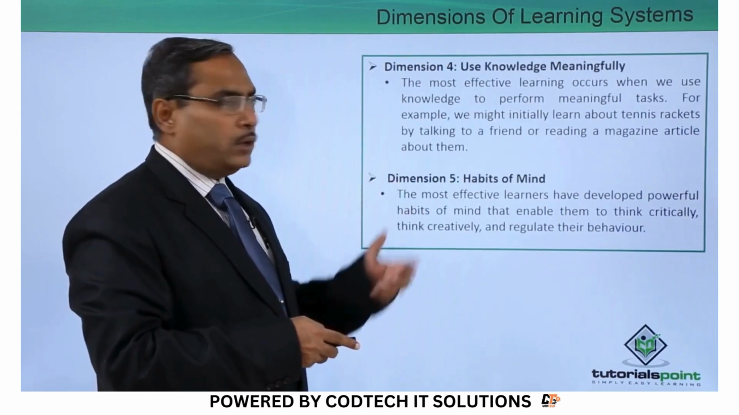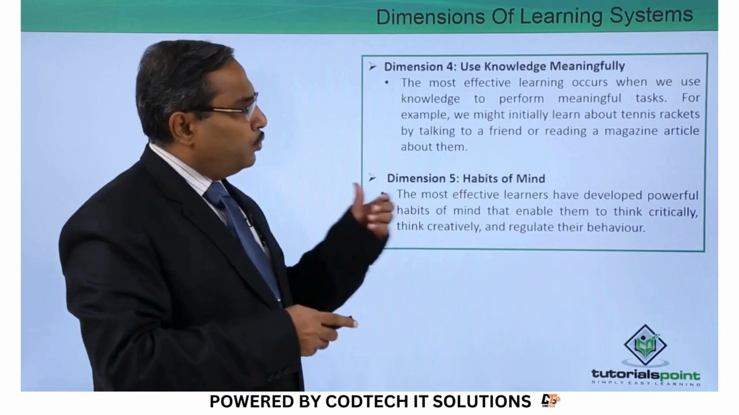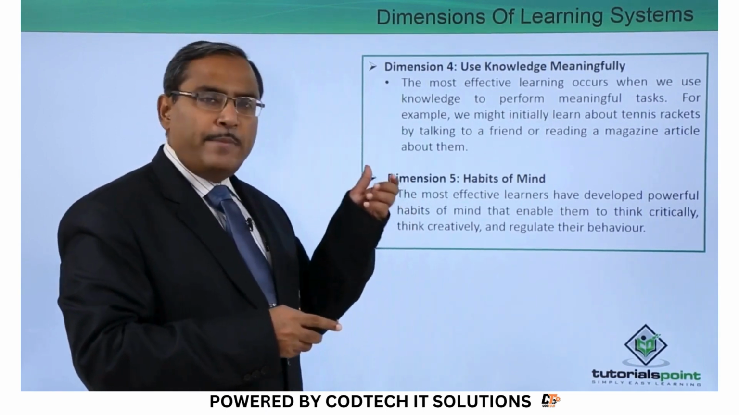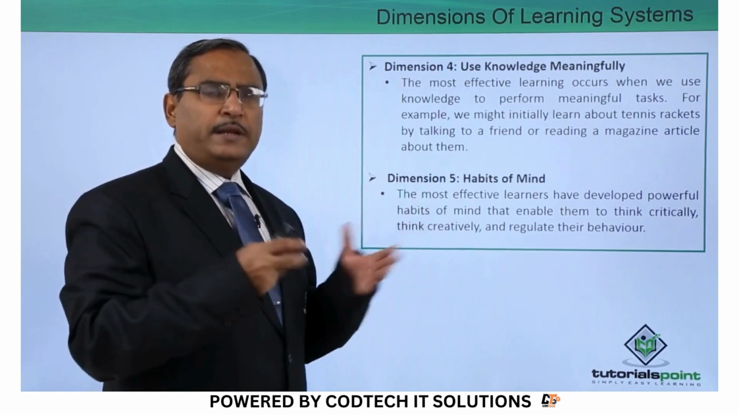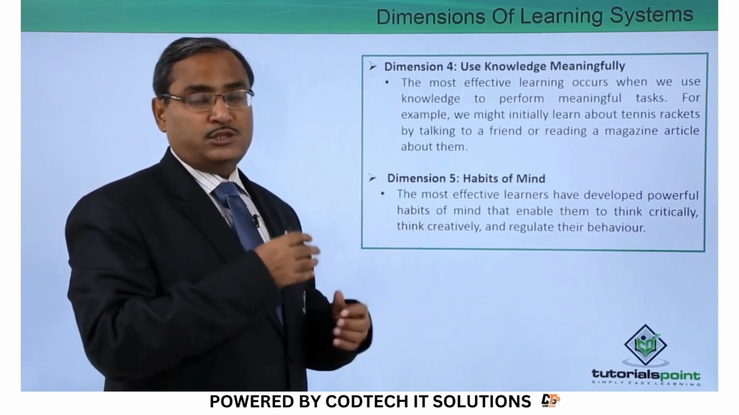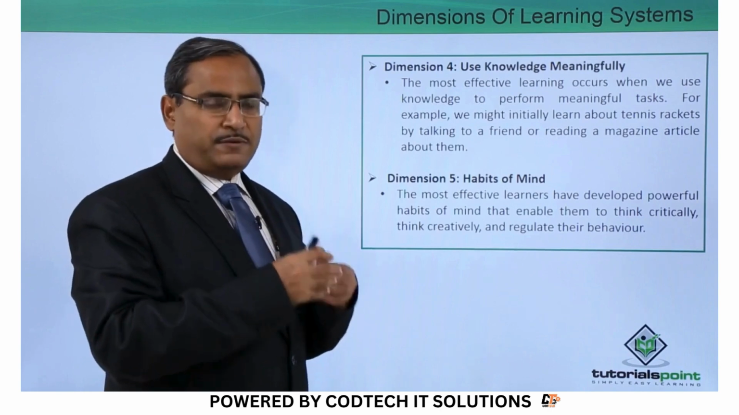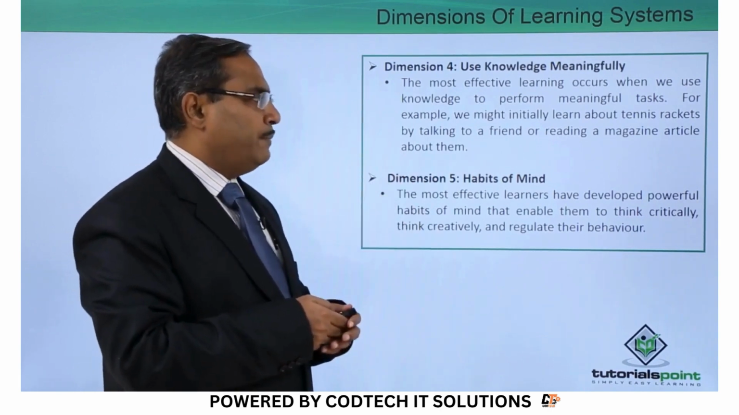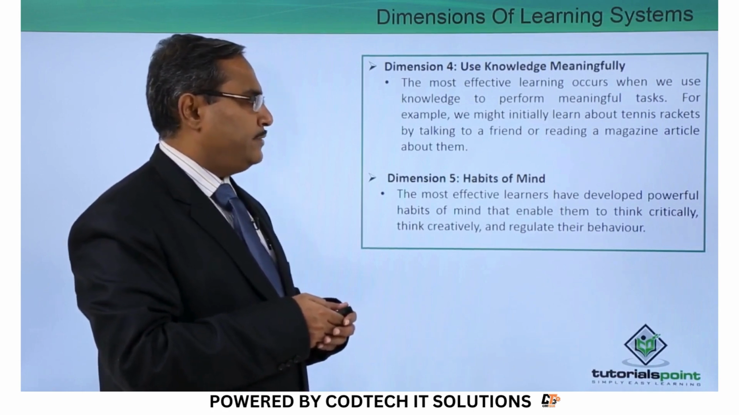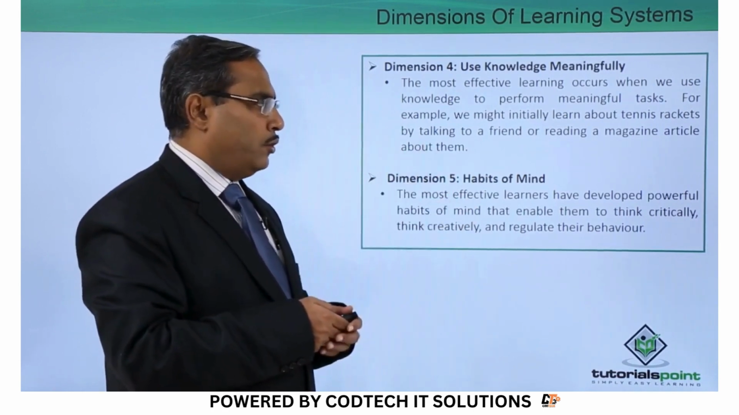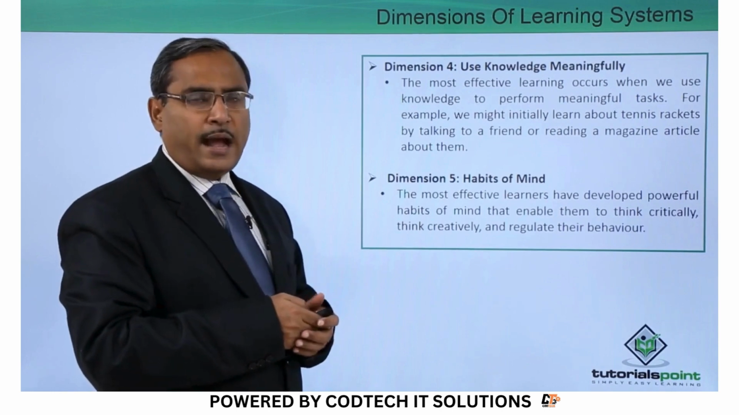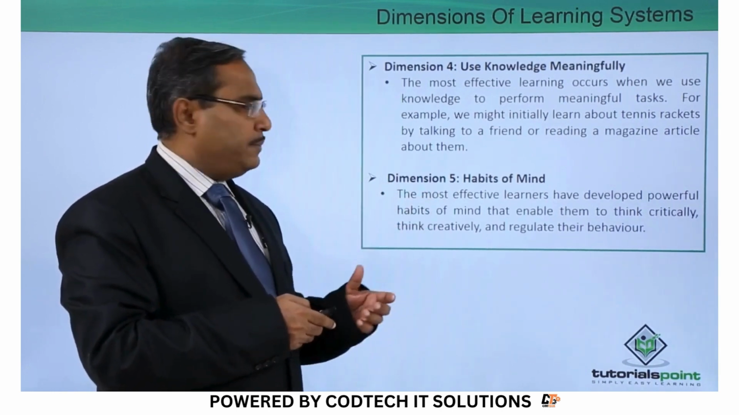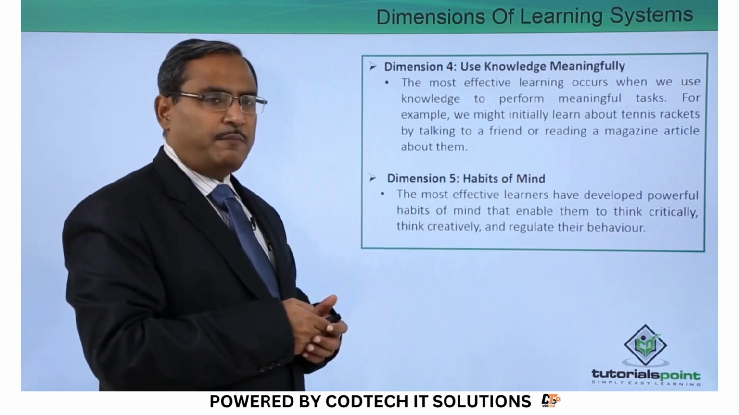Use knowledge meaningfully. The most effective learning occurs when we use knowledge to perform meaningful tasks. We might have different knowledge, but applying it to one task in a meaningful way is a great skill. For example, we might initially learn about tennis rackets by talking to a friend or reading a magazine article about them. Next, we have dimension number 5, the last dimension, habits of mind.